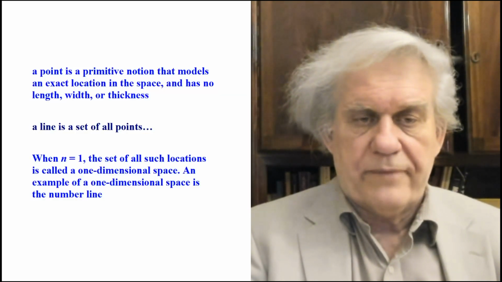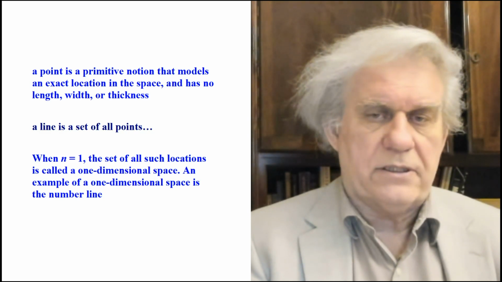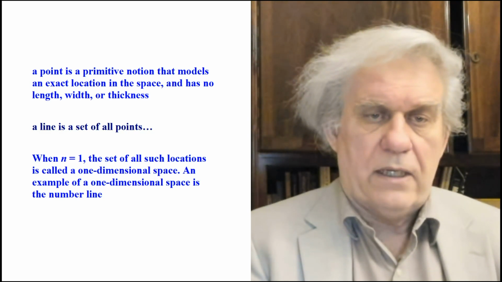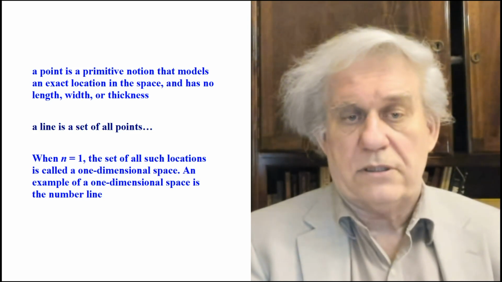Or maybe we can. Let's find out. So here we have, what is a line? Well, it's a bunch of points, remember? And what is a point? A point is a primitive notion also. We have all these cavemen, all these Neanderthals, and it's all primitive. That models an exact location. So what is a point? It's a location in space, they say.